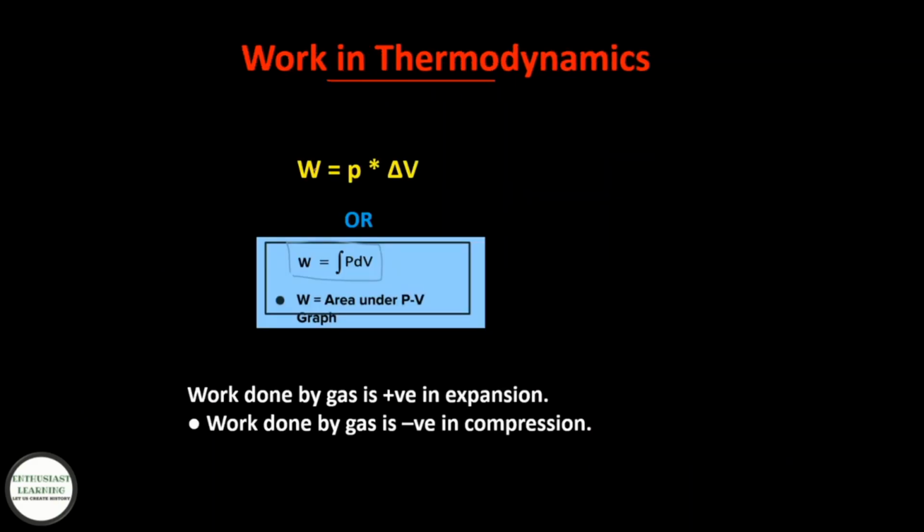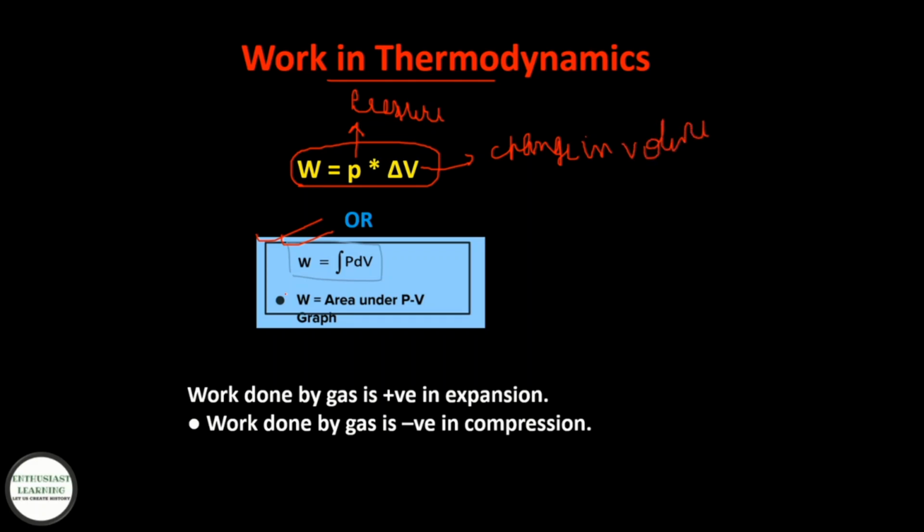Work in thermodynamics. Work is equal to pressure times delta V, or work can also be integral P dV. Here P is the pressure, delta V is change in volume. And work done is also equal to area under the PV graph. Work done by a gas is positive in expansion and work done by a gas is negative in compression.